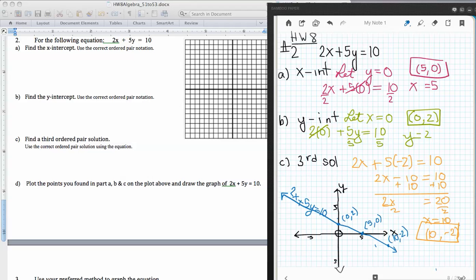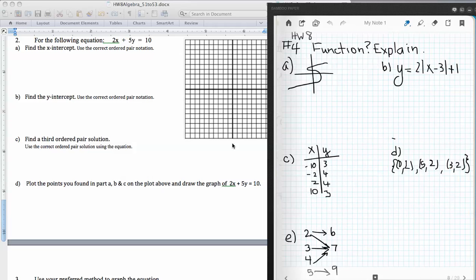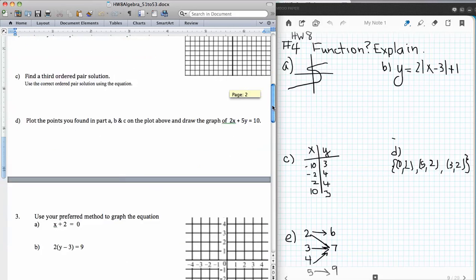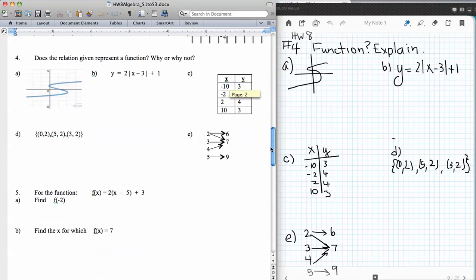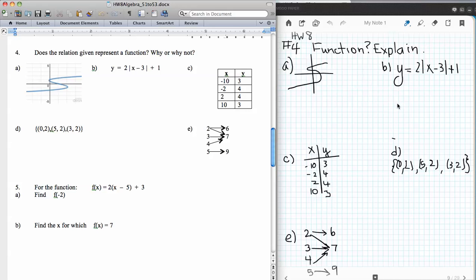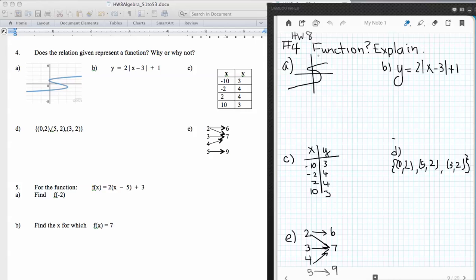So the next problem that we're going to move on to is problem number 4. In problem number 4, we're looking at whether these relations are functions or not. I have a visual of this one, and so I'm going to look at it and go, oh, wait a minute, it does not pass the vertical line test. That means that this isn't a function. Every x value doesn't have one and only one y value. So this is not a function.